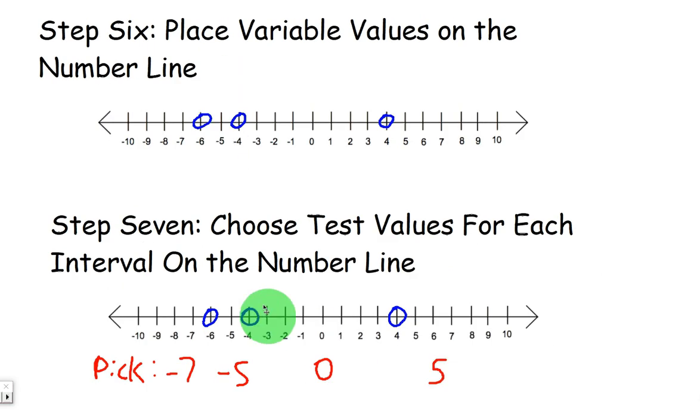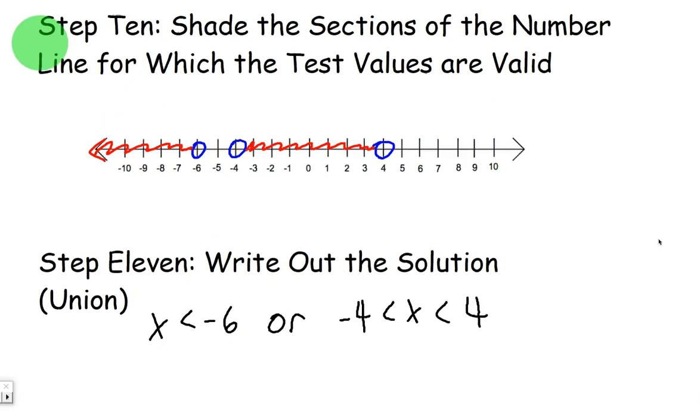So this part of the number line where we plugged in 0 will be shaded, and this part of the number line where we plugged in negative 7 will be shaded. It's going to look like this. Our answer again is going to be "or," right? It can't be both, right? x can't be negative 8 and 0. But what we can say is x is less than negative 6, or x is between negative 4 and 4, not including, again, we have the holes there. That's it for this example. If you have any other questions about it, let me know.